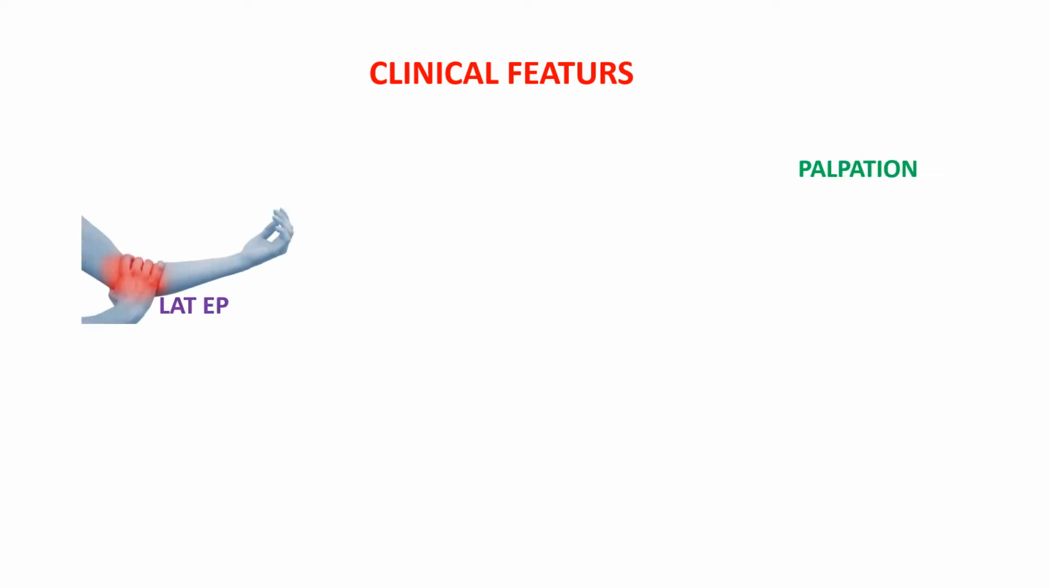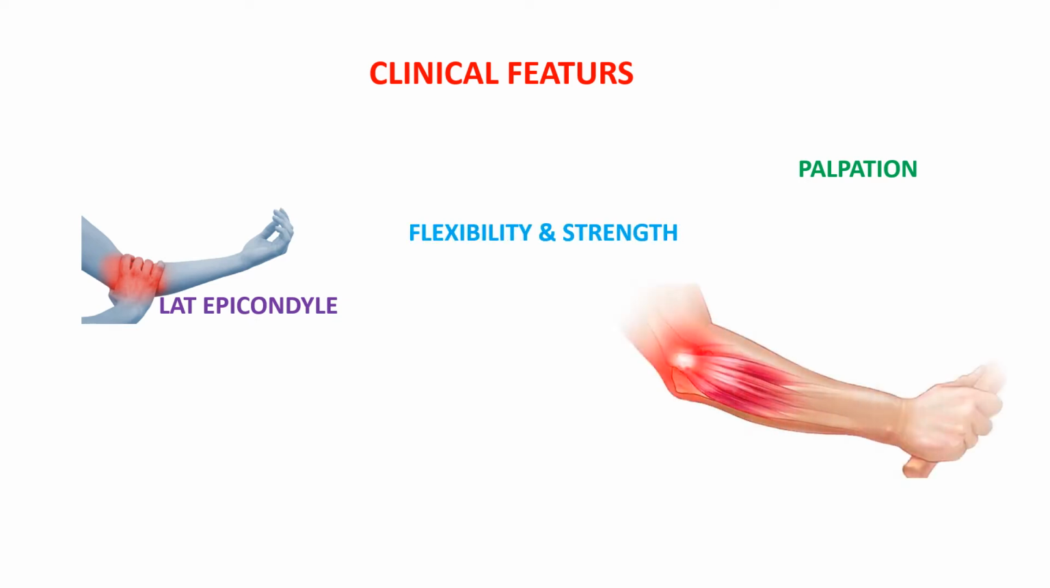Now I'll tell you about the clinical features of tennis elbow. There is pain on palpation over the lateral epicondyle area. The flexibility and strength of the wrist extensors and posterior shoulder muscles are reduced, with weakness in grip. 99% of the patients recover within 1 year without any treatment.